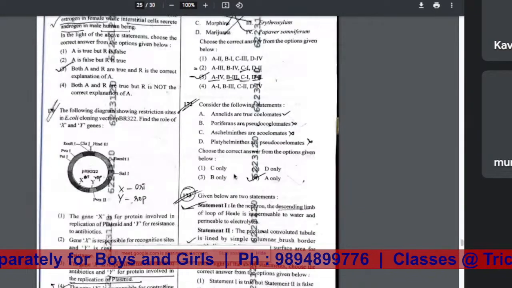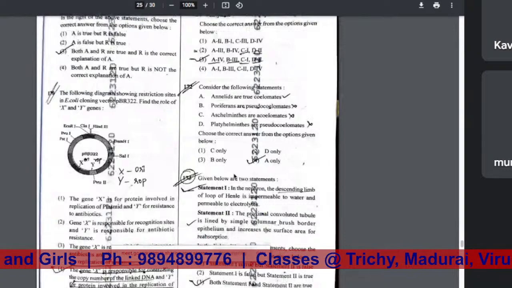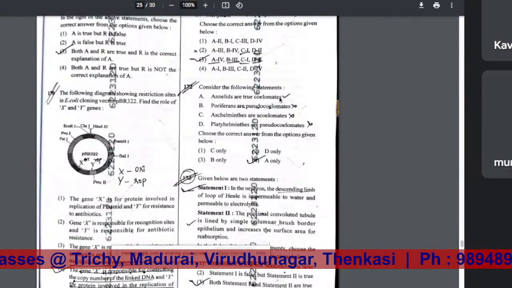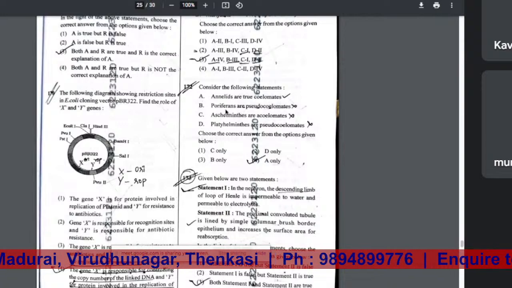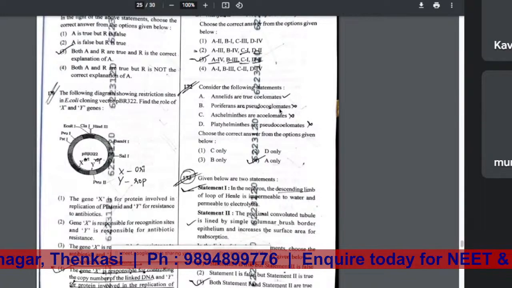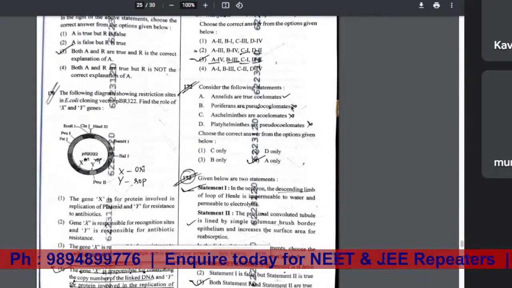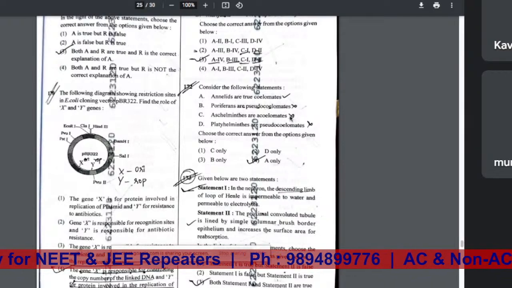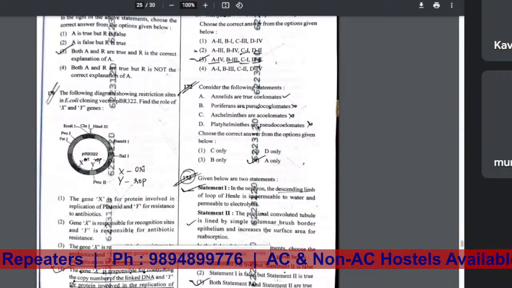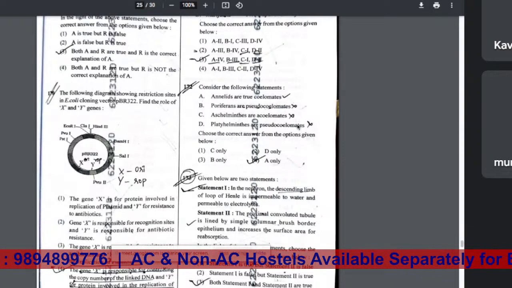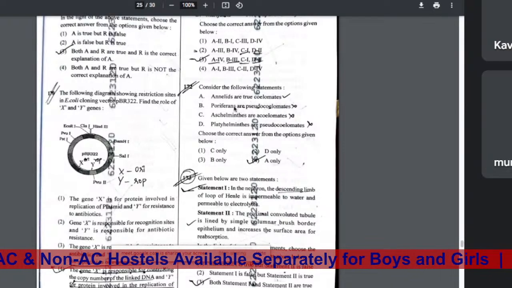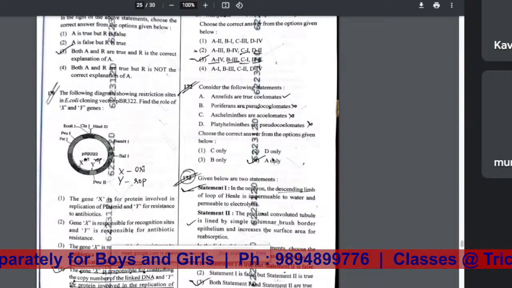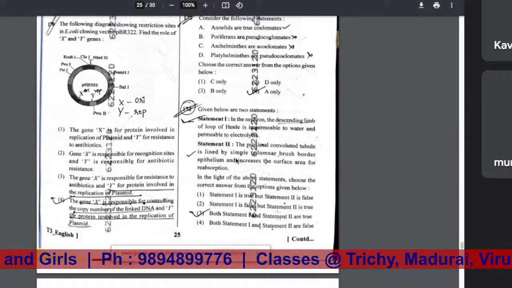Coming to the 172nd question, if you're looking at the options here, annelids are true coelomates. Yes, it is a correct statement. Poriferans do not have coelom, so that statement is wrong. Aschelminthes are acoelomate is wrong. It is actually a pseudocoelomate. Platyhelminthes are pseudocoelomates is also wrong. So the correct answer for this particular question is A only is correct. Choose the correct answer. It is only A. Now moving on to the next question.